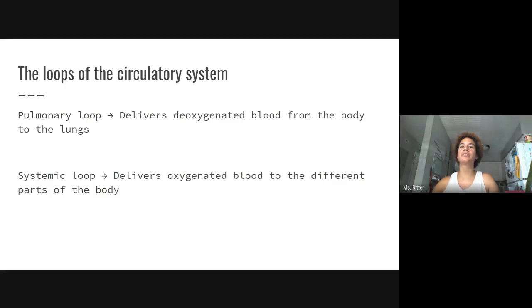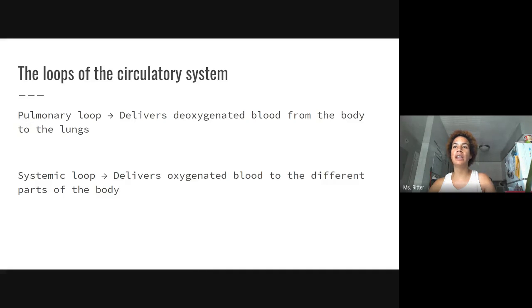Okay, so the circulatory system is made up of two loops. There's a pulmonary loop and then there's a systemic loop. The pulmonary loop delivers deoxygenated blood from the body to the lungs. I'll talk about the blood flow through the heart in just a second in the next slide. But this pulmonary loop, I want you to relate this word pulmonary with the lungs, right?